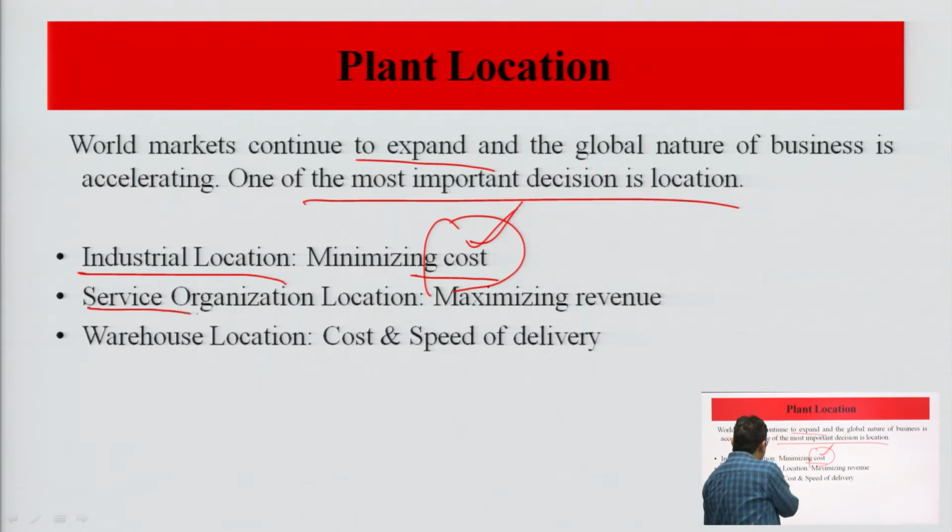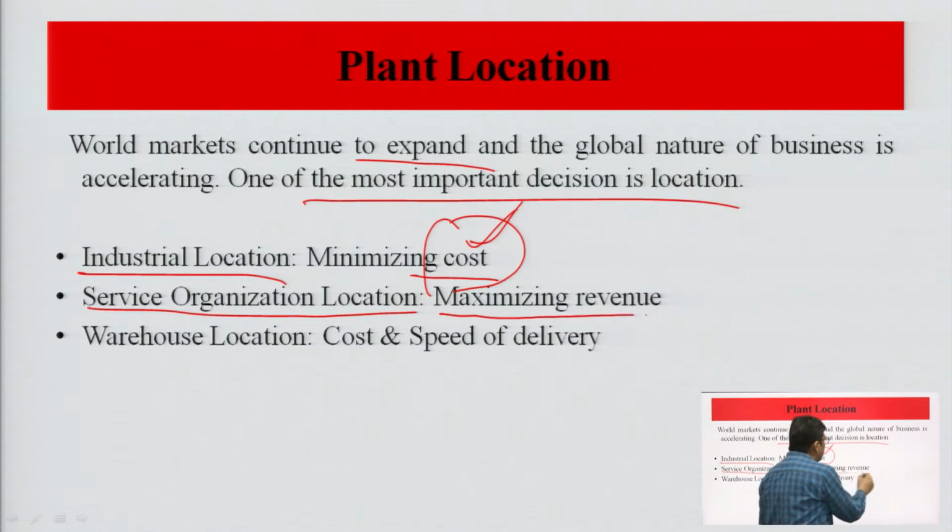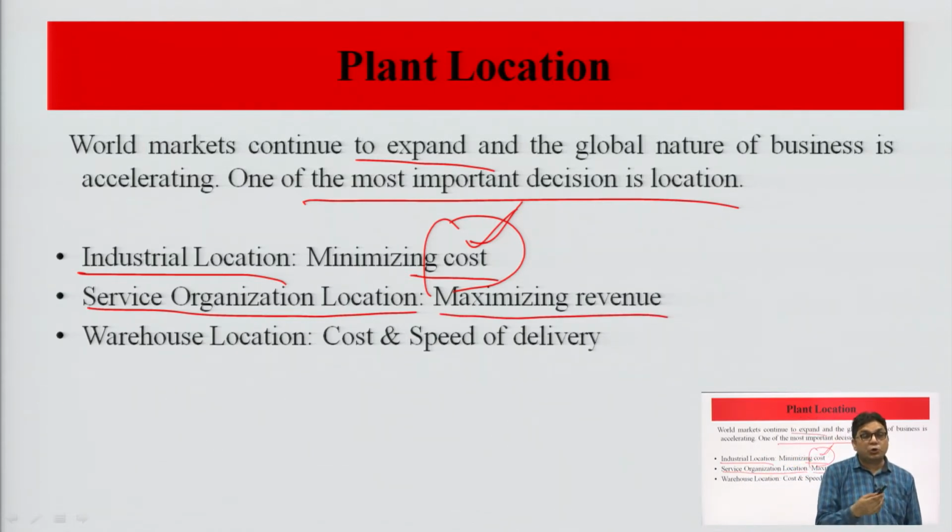When you are looking at a service location, you need to identify that the service outlet's objective is to maximize the revenue. Service outlets are McDonald's outlets, Domino's outlets, bank branches, doctors, wherever they are locating. These are service organization locations, where by locating there you would be in a position to maximize your revenue.